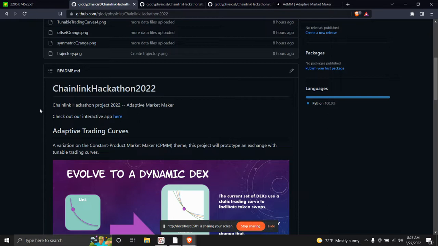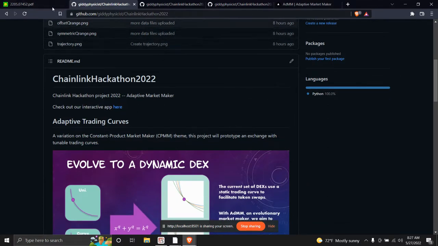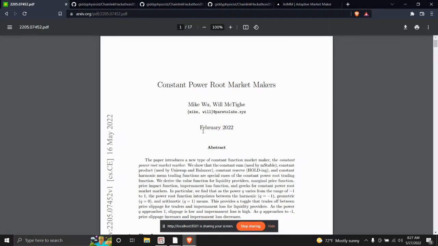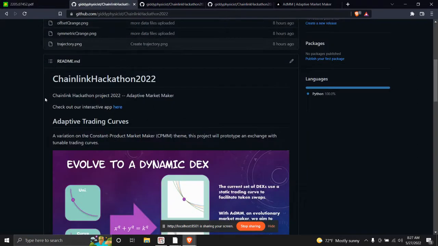To start off with, I just wanted to mention a lot of these ideas are based on a really cool paper that I just read a couple weeks ago. This is the paper on arXiv by Mike Wu and Will McTeague: Constant Power Root Market Makers.